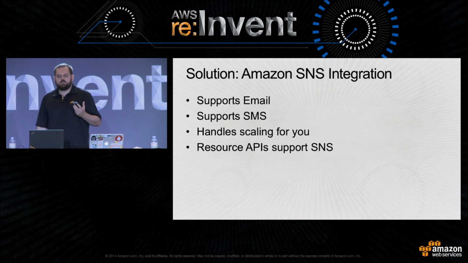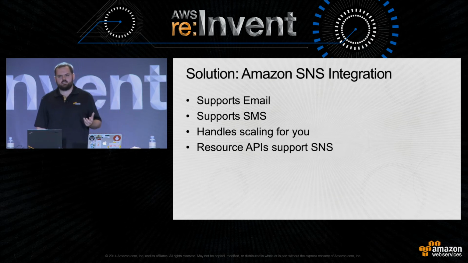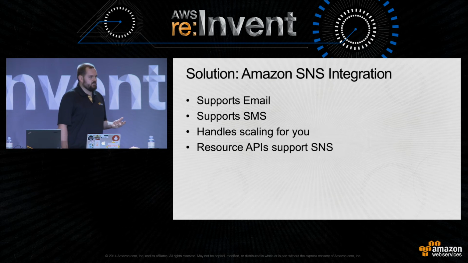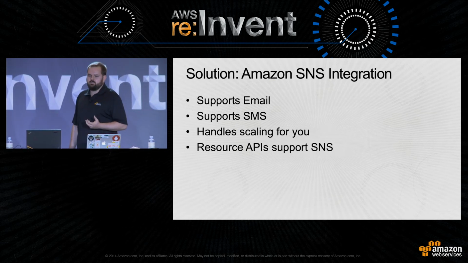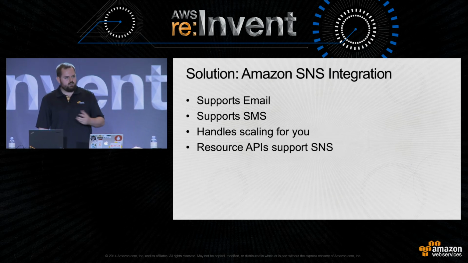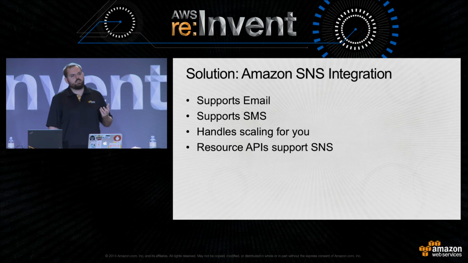So we can use Amazon SNS and integrate with that to do what we need. It supports email. It supports SMS. For that matter, it supports much more than that, such as push notifications. It handles the scaling for you. You make one call, and it delivers everything, whether you have 1 subscriber or 1 million. And the resource APIs support SNS.